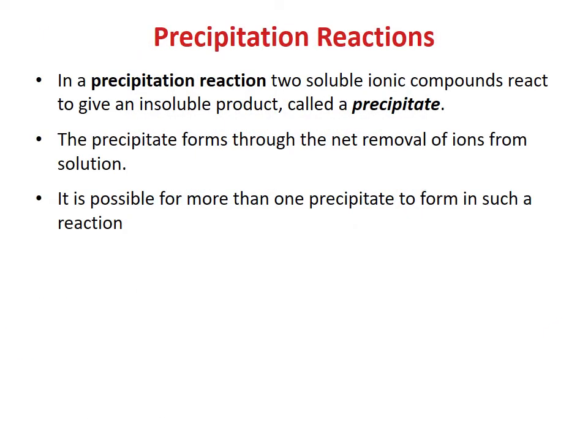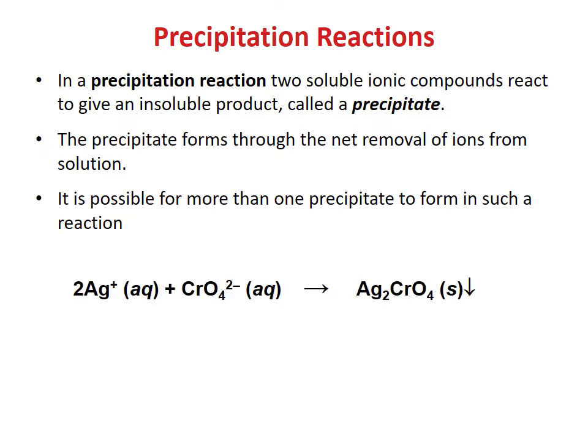The chemical reaction shown in the last example is also called a precipitation reaction. In a precipitation reaction, two soluble ionic compounds react to give an insoluble product called a precipitate. The precipitate forms through the net removal of ions from the solution. In this case, the silver ion and the chromate ion are removed from the solution and become a precipitate, silver chromate. It is possible for more than one precipitate to form in such a reaction.